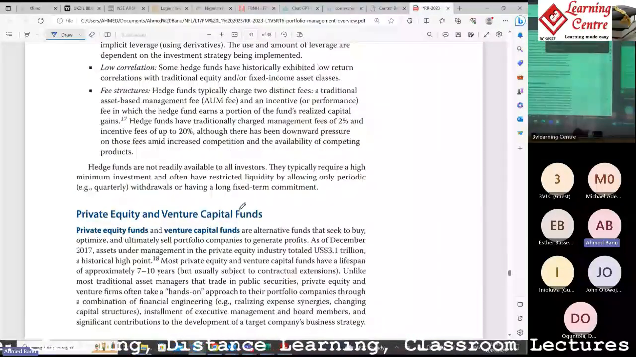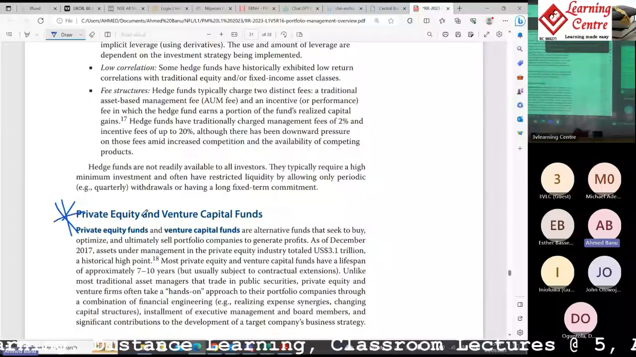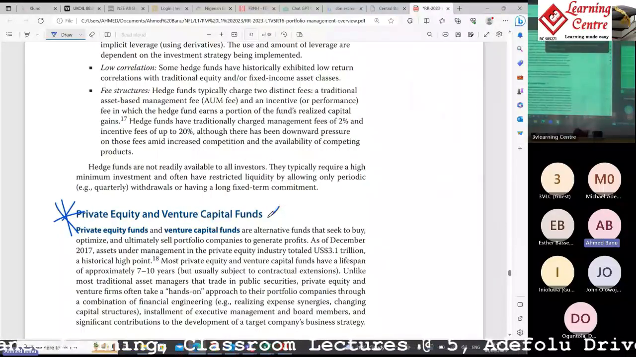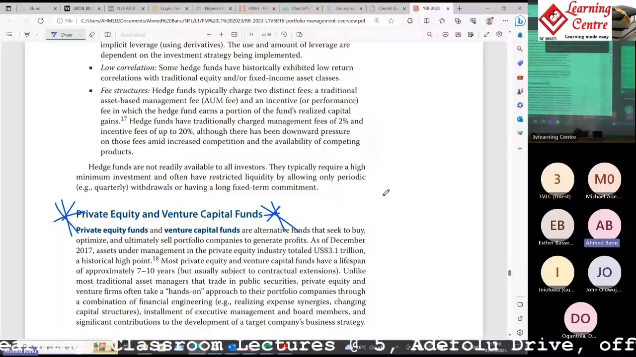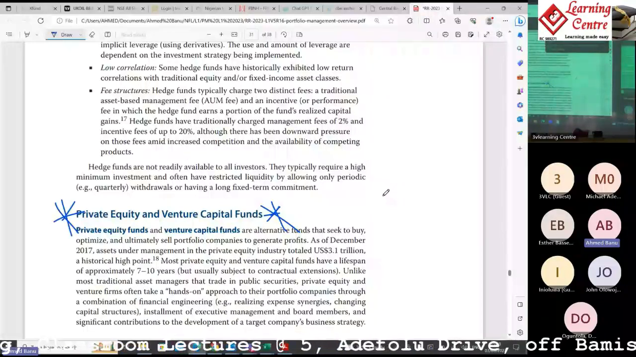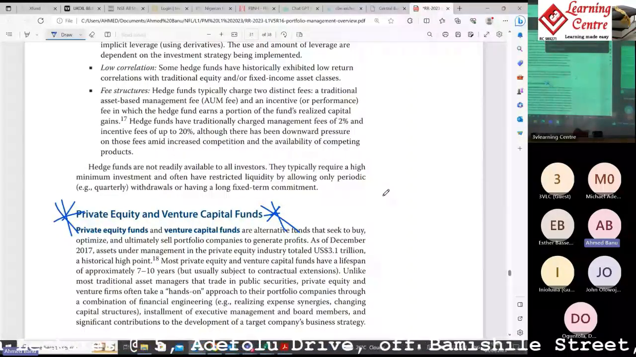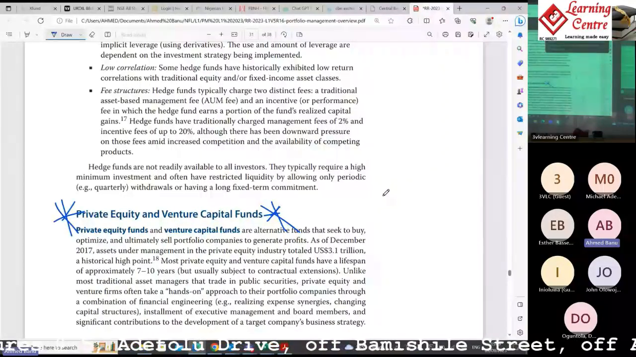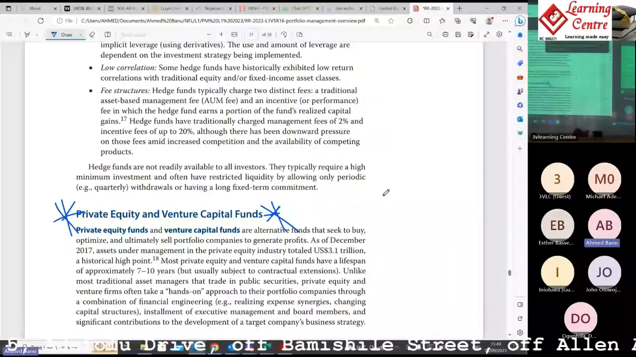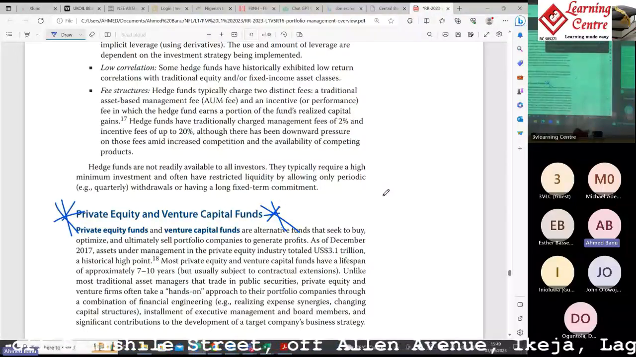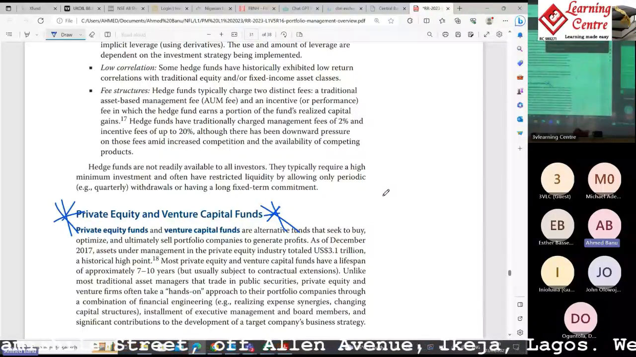Another bunch of guys that we have in the pool investment world are called the private equity funds and the venture capital funds. These are alternative investment funds. You see all these guys under alternative investments. These are the guys that invest in privately owned organizations. They are not the guys that go and buy shares off an exchange.